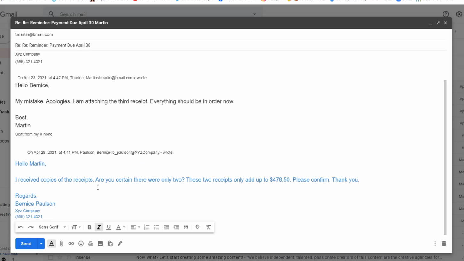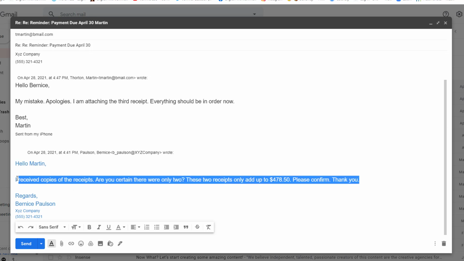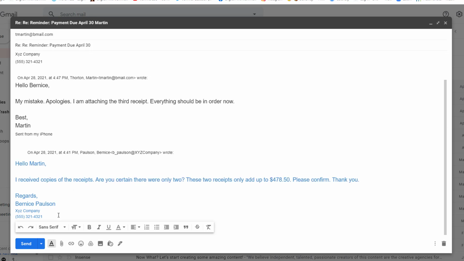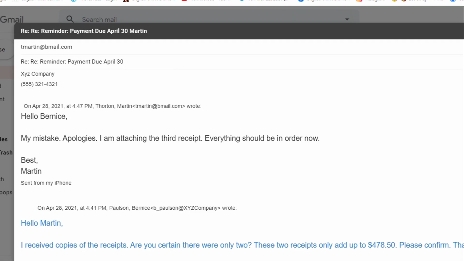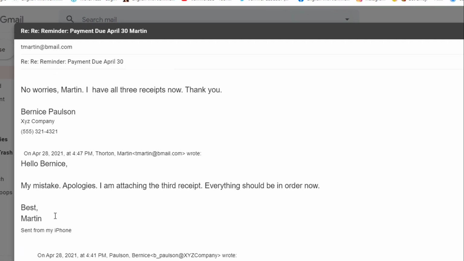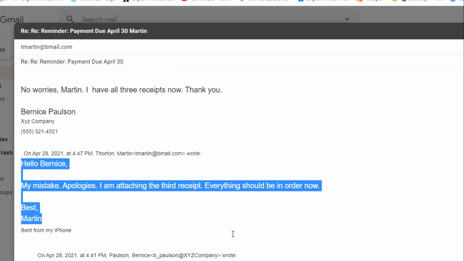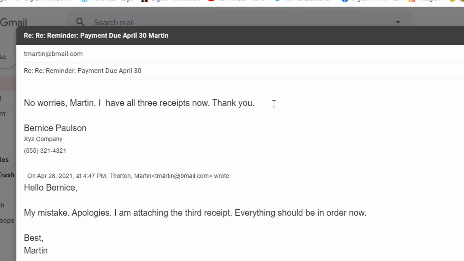Let's look at this thread. It's fairly typical. An early message uses the standard structure. There's a greeting, the body, followed by the closing and signature. The reply uses the same format. Greeting, body, closing, signature. The next reply, which came soon after, omits the greeting and closing. The signature is there by default.